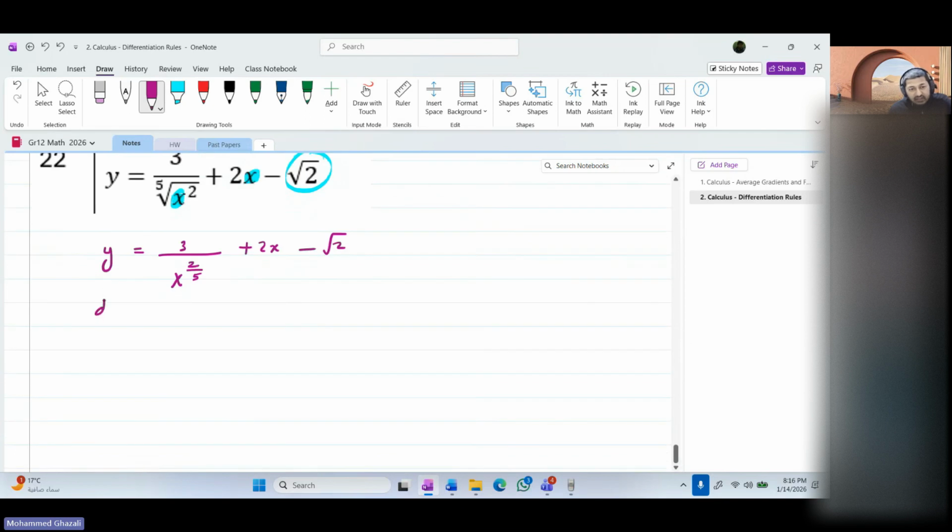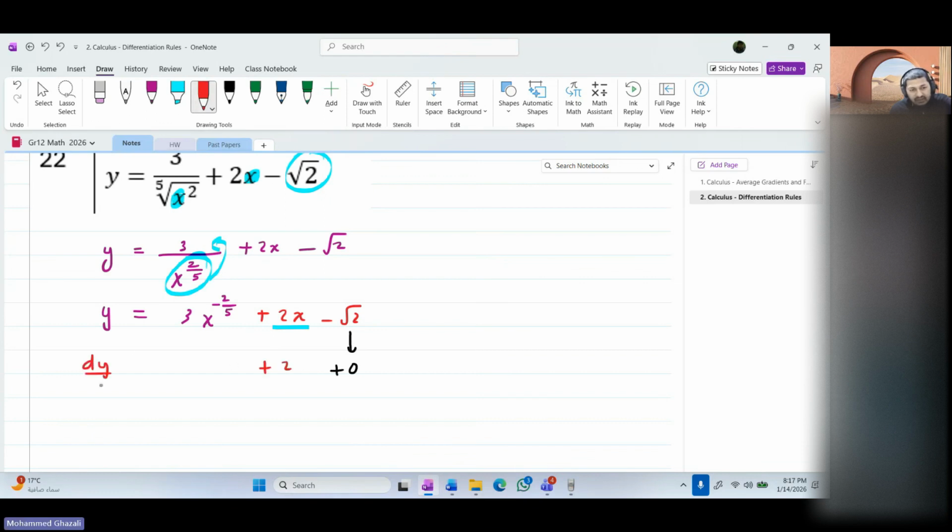Right, so now let's see. Now we can write this thing down. Y equals 3x to the power negative 2/5. Remember with the negative because we're bringing the variables up. Right, take it up. Plus 2x minus root 2. Remember we said root 2 is a constant, so the derivative of the constant is 0. And what's the derivative of 2x? That's a linear function, so that is just 2, right?